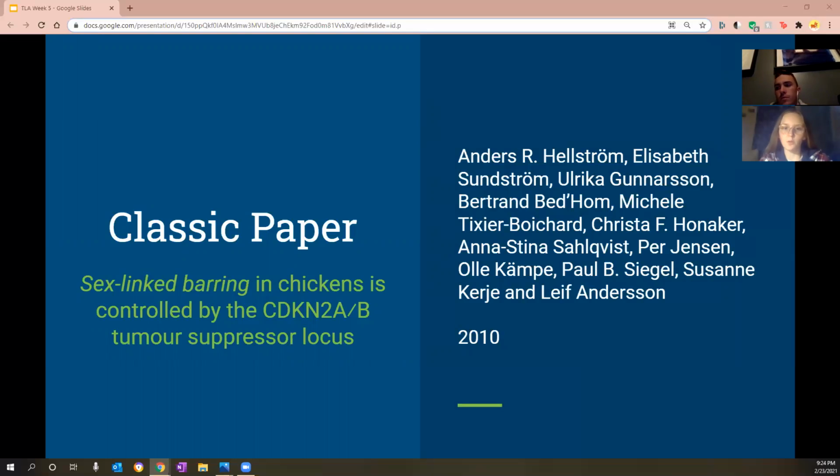Further work would be required to determine if one of these or a combined effect of two or more CDKN2A mutations is causing sex-linked barring. Their novel finding provided the first evidence that the tumor suppressor locus CDKN2AB can affect pigmentation phenotypes and shed new light on the functional significance of this gene.